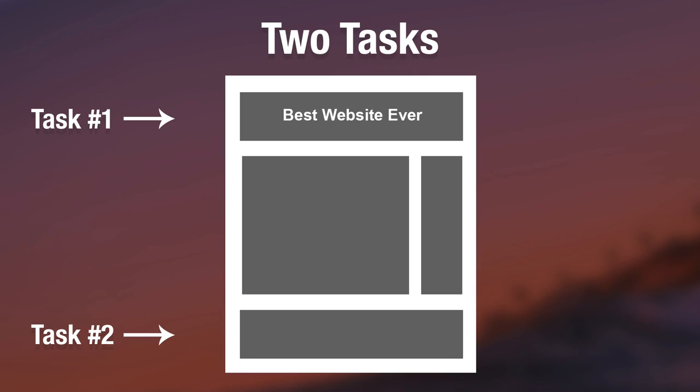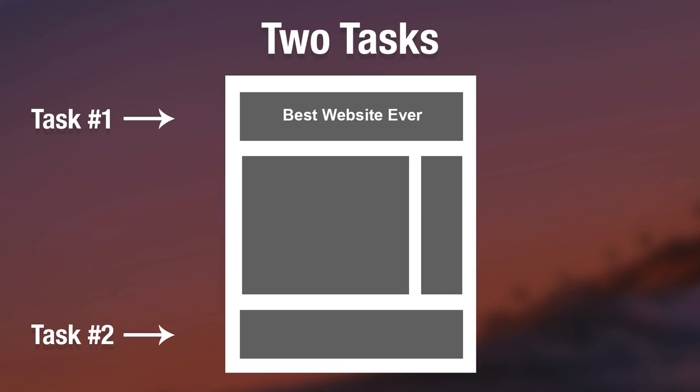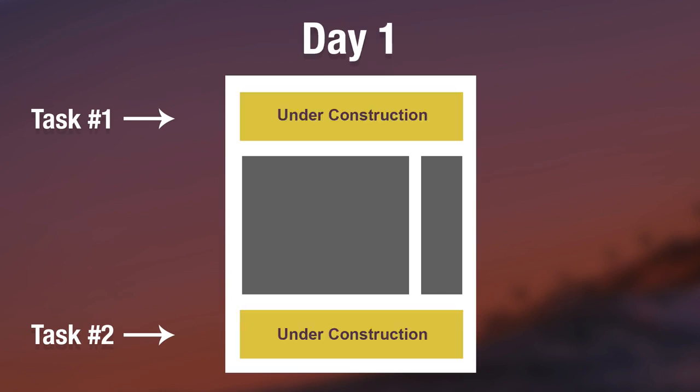Okay, so how would things play out if we were not using Git? It would probably look something like this. Day 1, we get started on both tasks, but we don't complete either task, so we can't go live with our changes. Day 2 rolls around and we continue working on both tasks. By the end of the day, we actually finish the footer changes. But our header is nowhere near complete.